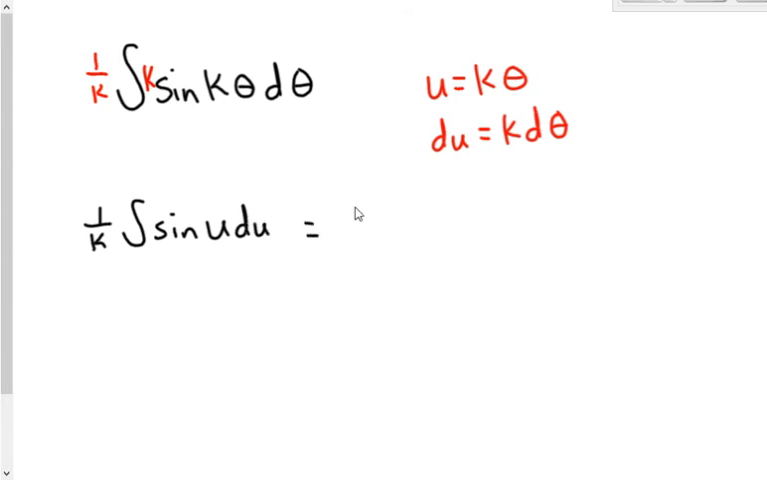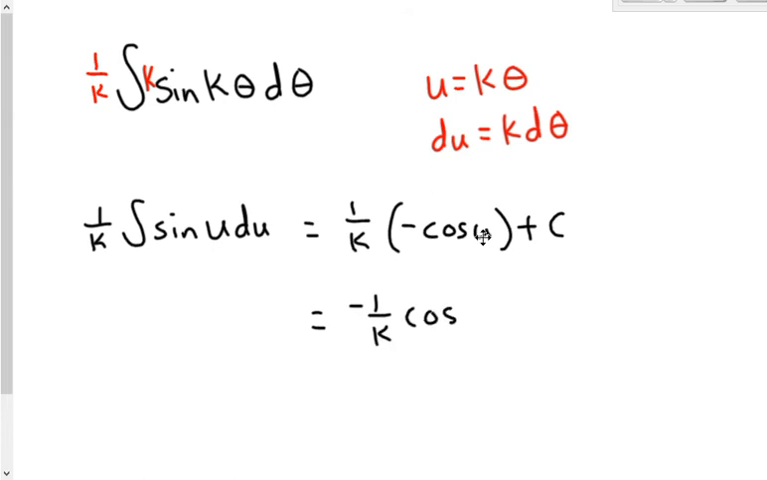So when I integrate that, I get 1 over k times the derivative of cosine is negative sine, so the antiderivative of sine is negative cosine. So I get negative cosine of u plus some constant. So I'd wind up with negative 1 over a constant times the cosine of u, which was some constant times theta, plus another constant. Okay. So whenever we integrate the sine of a constant times theta, we're going to get negative 1 over the constant times the cosine of the constant times theta.